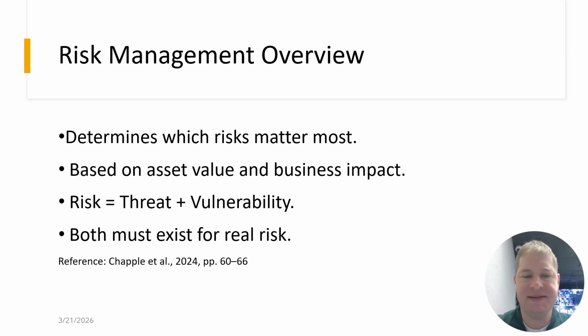Risk management is the process of determining which risks matter most to an organization. This is based on the value of assets and the potential business impact if those assets are compromised. A key concept here is that risk is the combination of a threat and a vulnerability. A threat is something that could cause harm, like a hacker or malware, while a vulnerability is a weakness that can be exploited. If one of these is missing, there is no real risk. For example, a vulnerability with no threat targeting it is less concerning, and a threat with no vulnerability cannot succeed. This is why organizations focus on identifying both elements when evaluating risk.